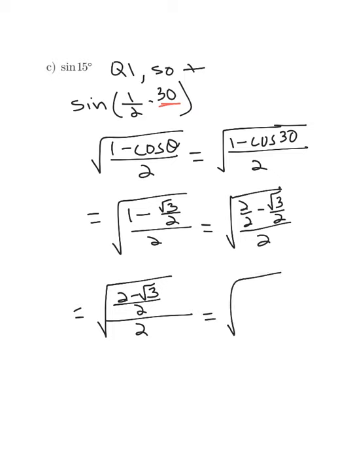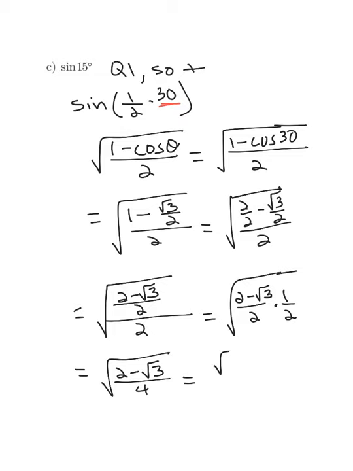Multiply by the reciprocal of the bottom. You will have 2 minus the square root of 3 over 2 times 1/2, all inside your square root. So now we have the square root of 2 minus the square root of 3 over 4. Split that up like we did on the last problem. You will have the square root of 2 minus the square root of 3 over 2. That is your final answer.